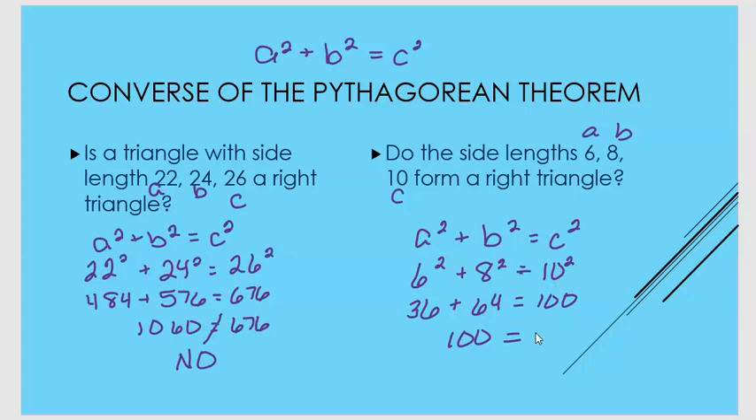So wait a minute. Now this time notice 100 does equal 100. That is true. So yes, the side lengths 6, 8, and 10 do form a right triangle.